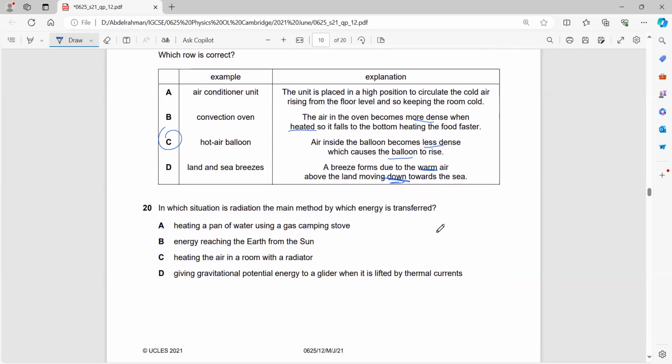In which situation is radiation the main method by which energy is transferred? Energy reaching the Earth from the sun. Yes, this is the main energy transfer. This is the only way by which energy from the sun can reach the Earth because there's a vacuum between Earth and the sun.